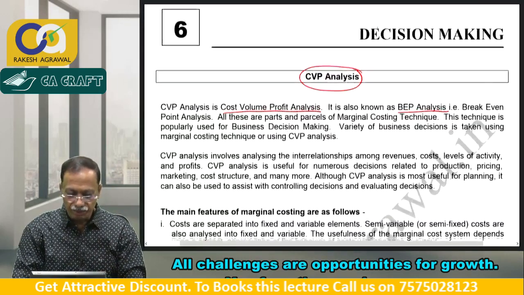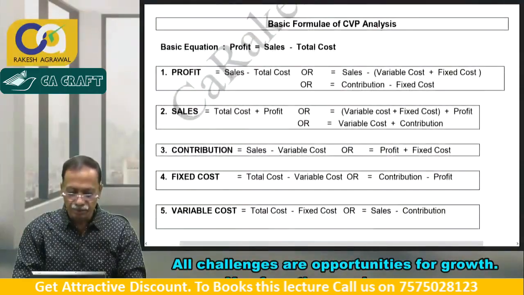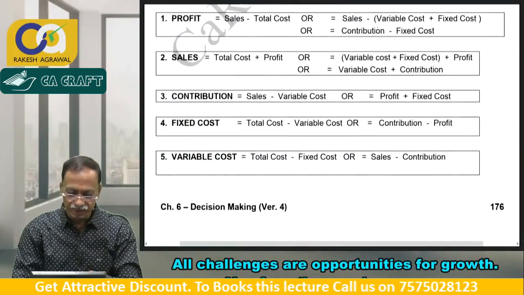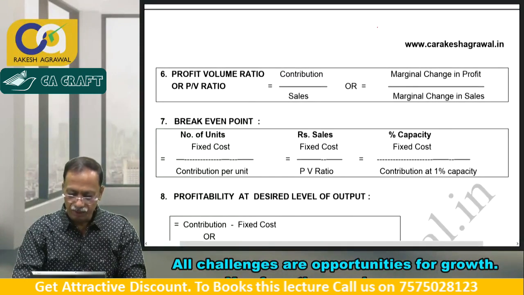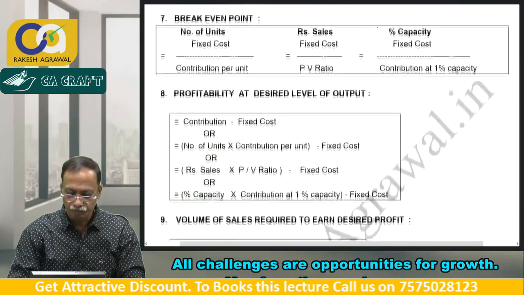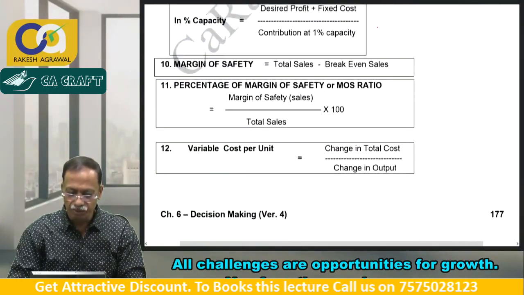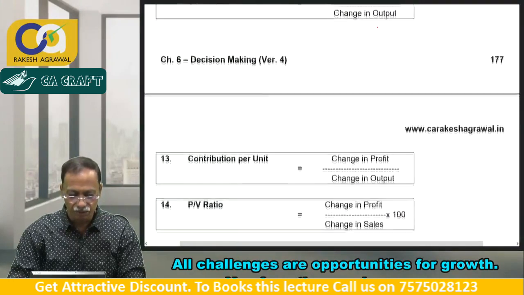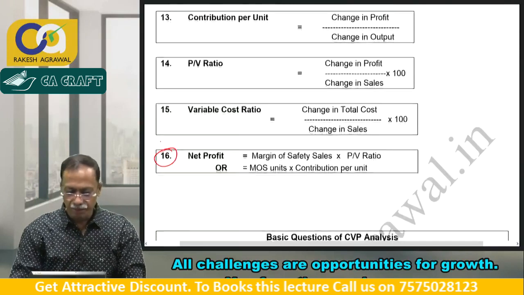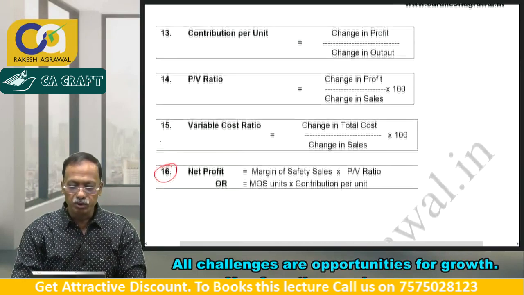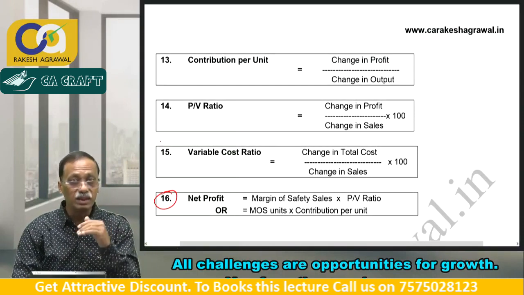Check, these formulas are printed here: basic formulas of marginal costing. Getting it? These formulas are printed here on page 176. Then a few formulas are also on page 177, and a few formulas are printed on page 179 also. So there are in all 16 formulas. I will be discussing the possible logic behind these formulas. The formulas are already printed, and I will discuss them in my own sequence.